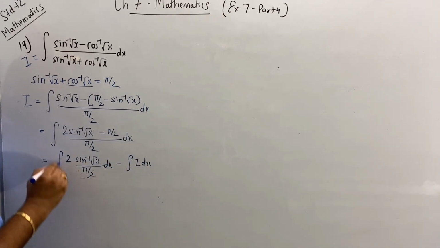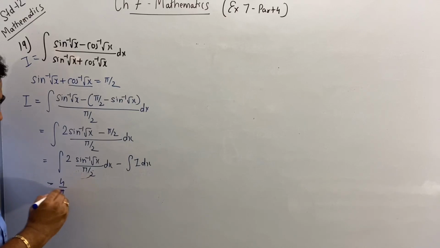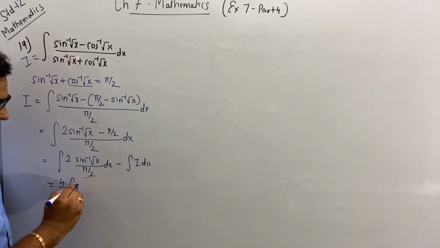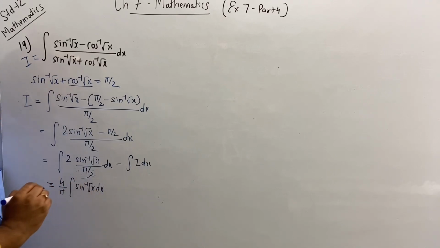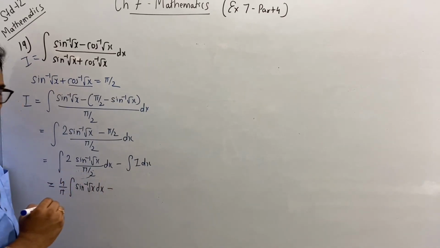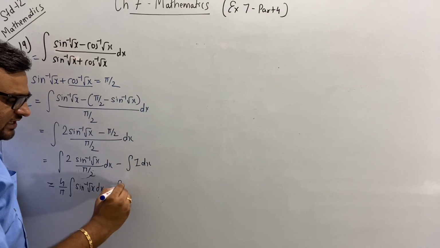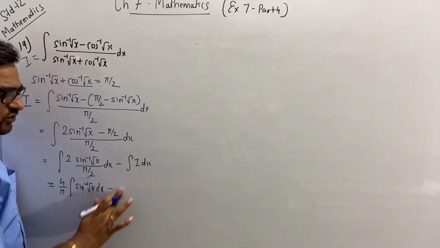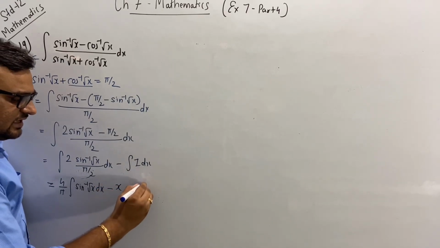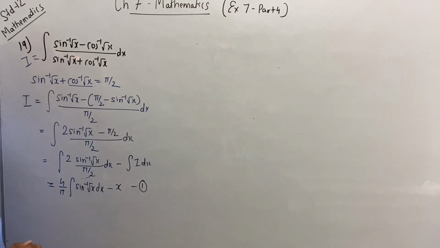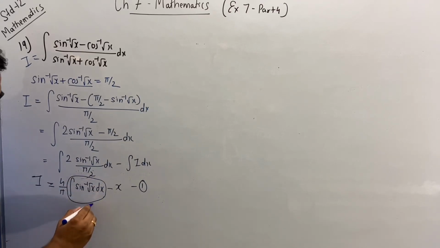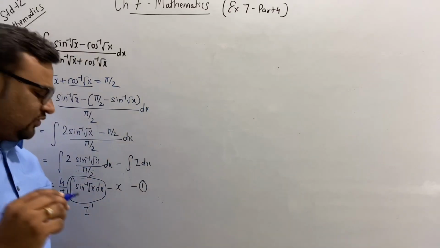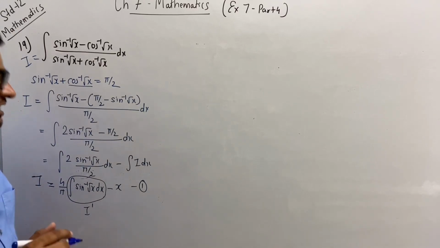So this will be 4 by pi, I am taking it outside, integration of sin inverse root x dx, minus integration of 1 dx. What is the integration of 1 dx? x. Let's name the first one I dash. Now we'll separate it, we will solve it separately.